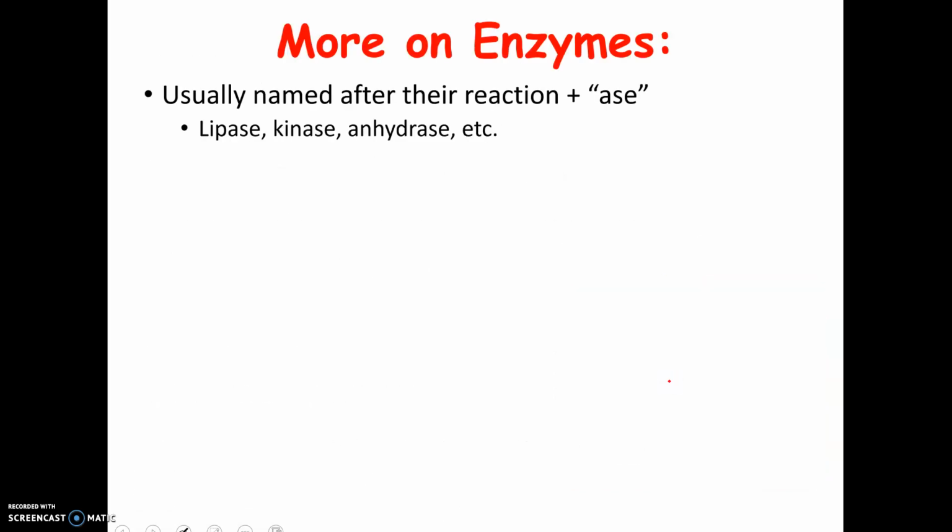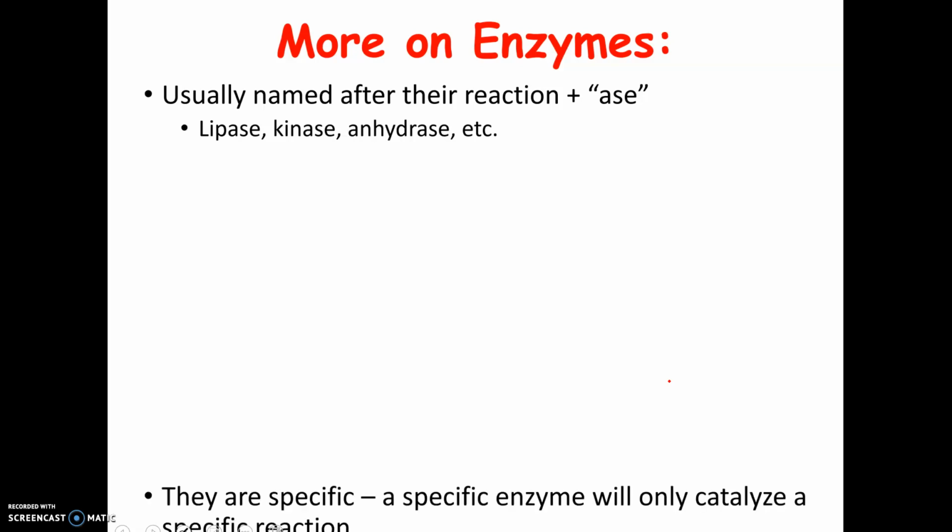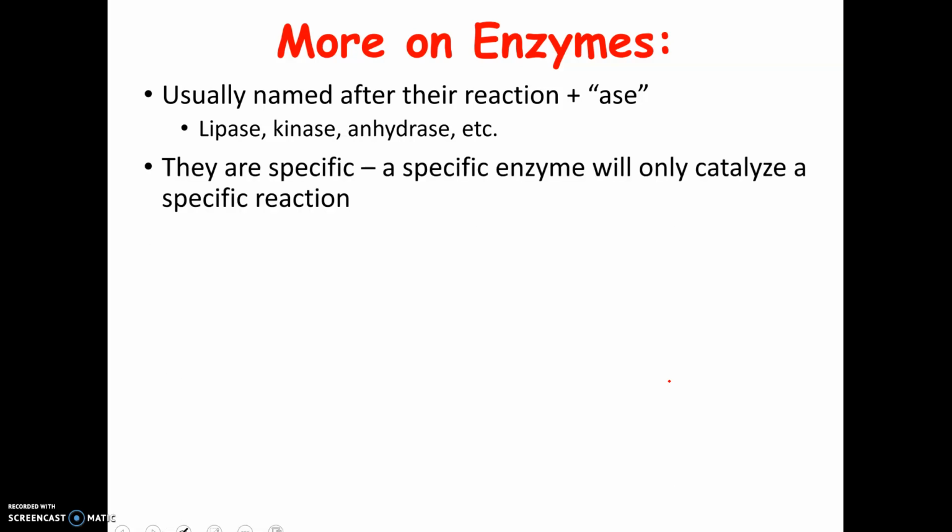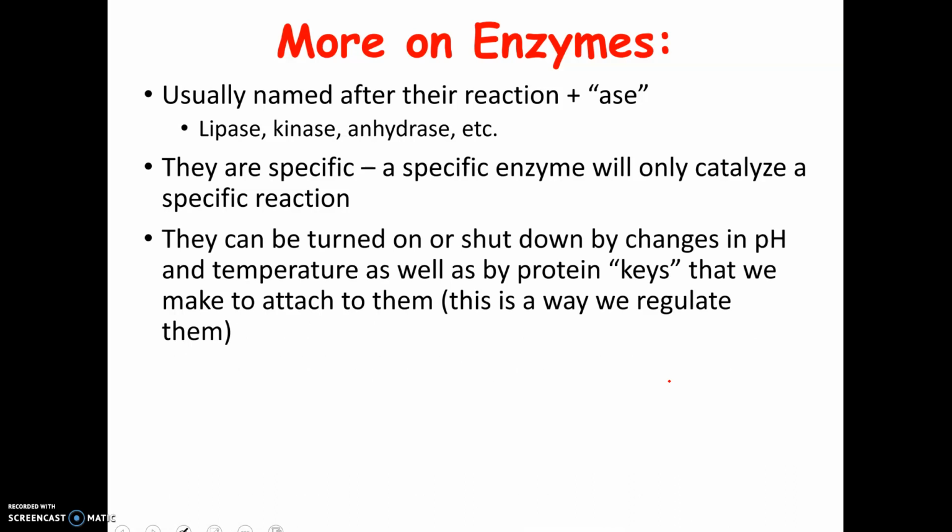So, moving on. A little more about enzymes. They usually are named with ACE at the end, like lipase, kinase, not all of them. There are enzymes that don't end in ACE, but that is one way you can recognize enzymes if you come across enzymes in your daily life. They end in ACE. They are very specific. Like I said, each enzyme has its own job. So you have hundreds of different enzymes in your body, and each one does its own job.